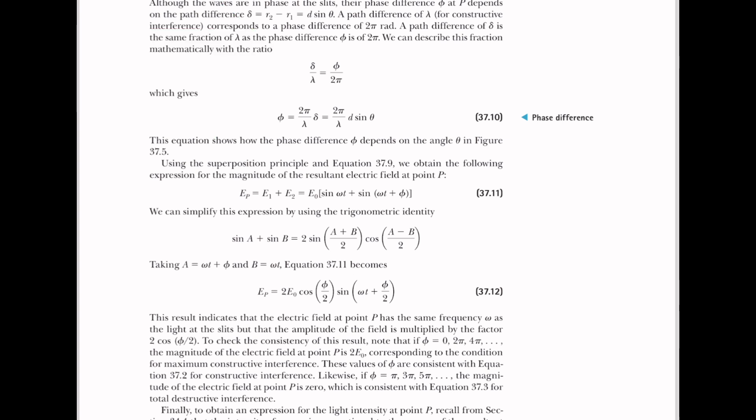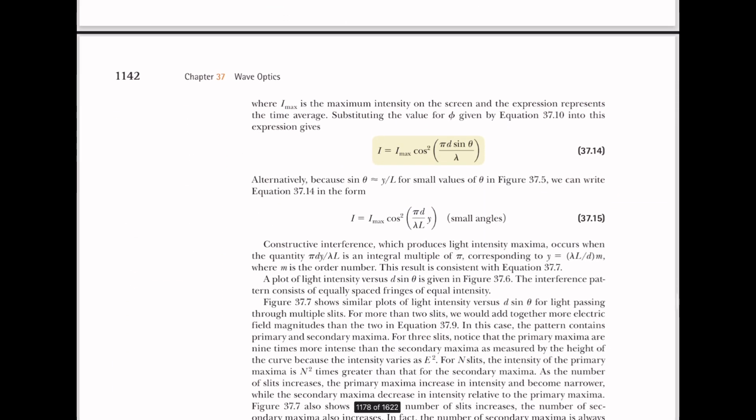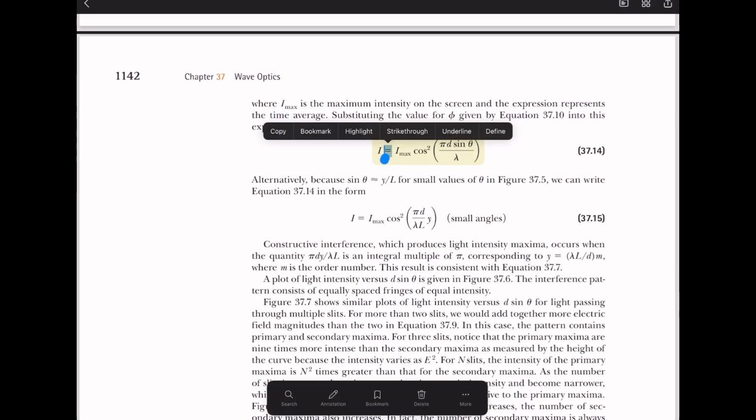Phase difference over here is quite important. This thing I have seen quite a lot, and personally it is a confusing topic, so I'm gonna just keep phase difference in mind. Maybe I'll go back to this chapter and read about what phase difference is. Looks like a yellowed out equation over here. Yellowed out equations are pretty important.